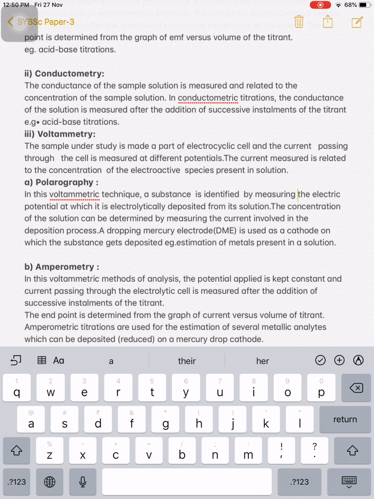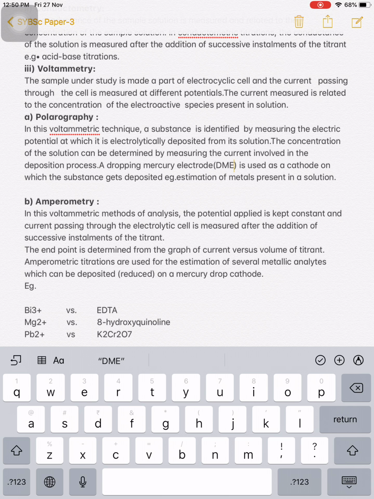A dropping mercury electrode, DME, is used as a cathode on which the substance gets deposited. This technique is used in the estimation of metals present in the solution. So how much metal is present in the solution is measured by the polarographic, that is dropping mercury electrode, technique.